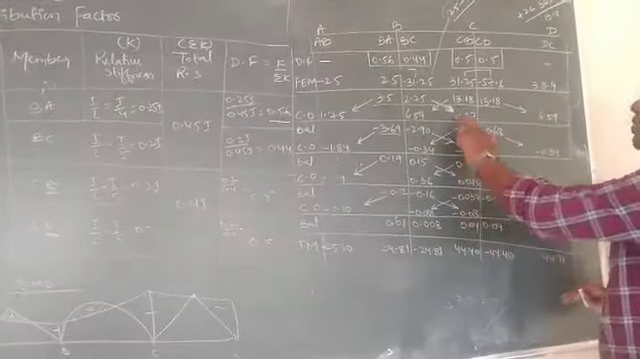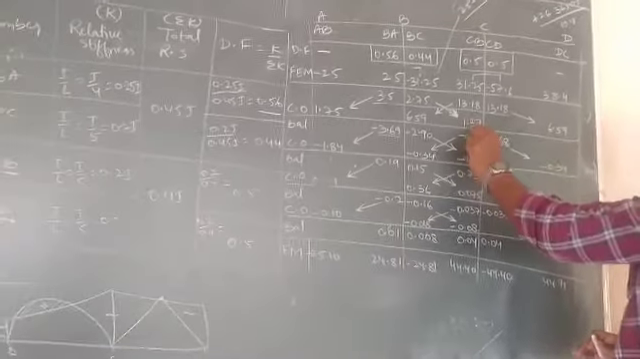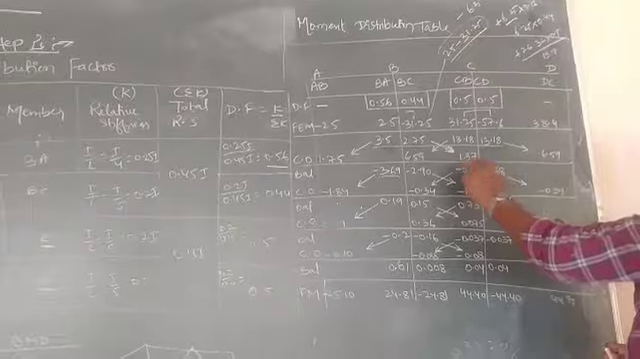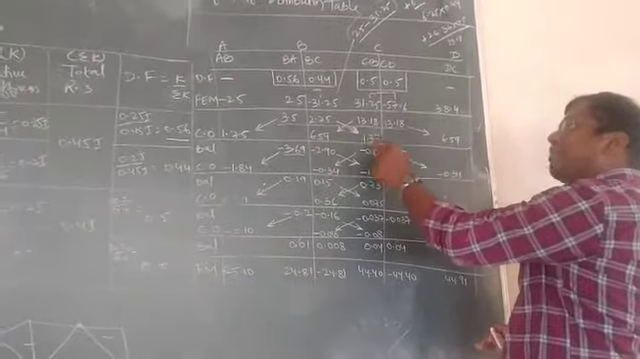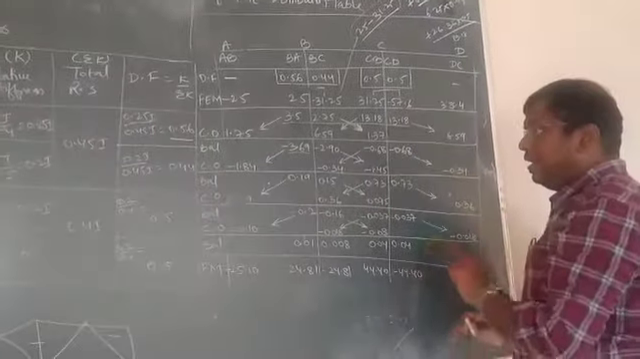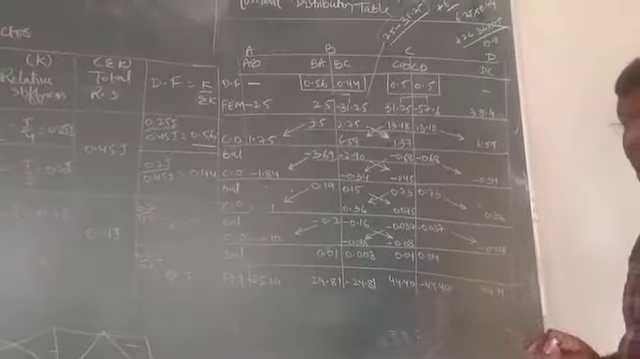Similarly, here the joint C got disturbed by 1.37. It has to be balanced again. So balancing moment will be minus 1.37. When I multiply minus 1.37 with 0.5, I will get 0.68 and 0.68. Now, at this stage, the moment was balanced.